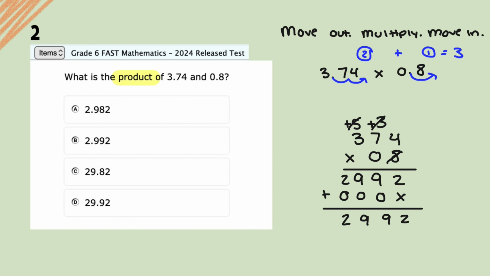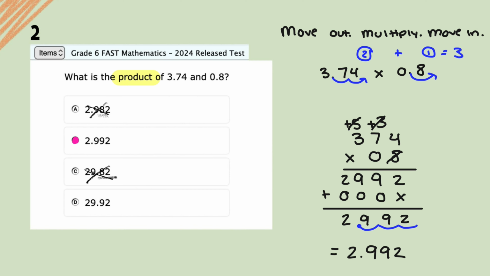Now let's move our decimal back in. Our final answer is going to be 2.992. As we can see, our answer is going to be B. A and C tell me there was a multiplication mistake somewhere. Why? Because we got an 8-2 and we got an 8-2 here. That means that something went wrong around this area here. Now we have it, it's in between B and D. And the reason why it's not D is because the decimal is definitely in the wrong place.